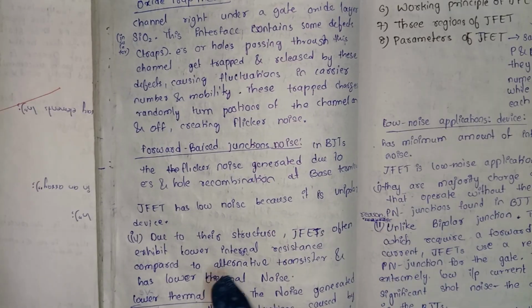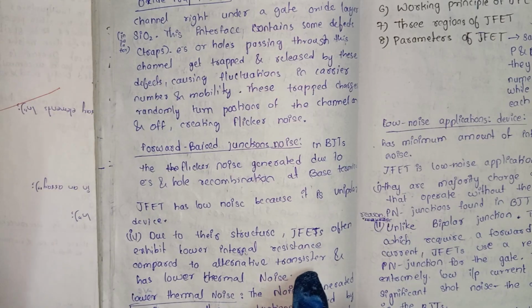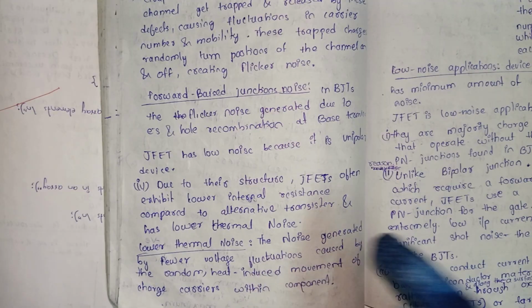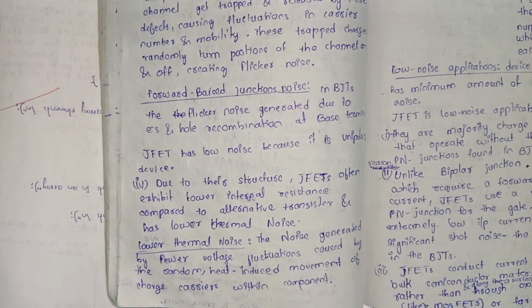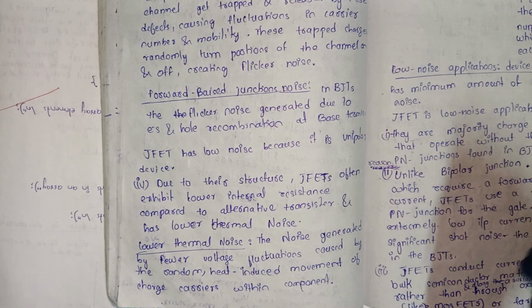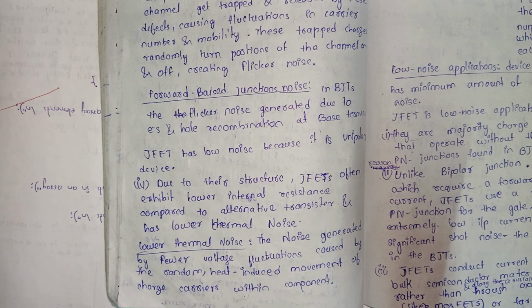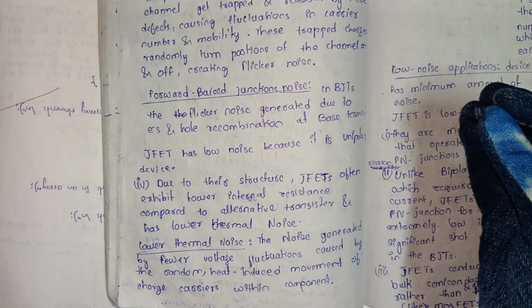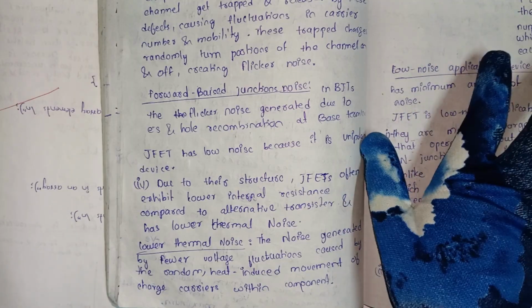That's why, due to their structure, JFETs often exhibit lower internal resistance compared to the alternative transistor and have lower thermal noise. Lower thermal noise means noise generated by fewer voltage fluctuations caused by the random heat-induced movement of charge carriers within the component. So the charge carriers are inducing less heat, and that's why fewer voltage fluctuations are generated. So that's why lower thermal noise is generated.